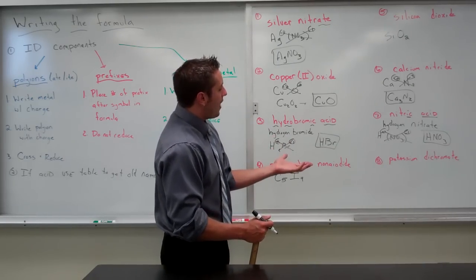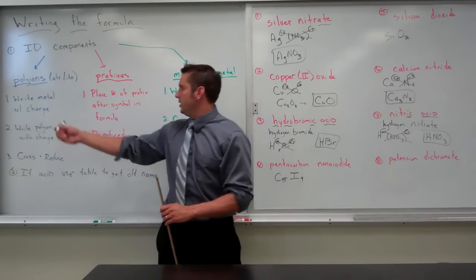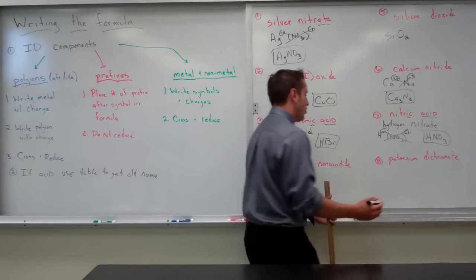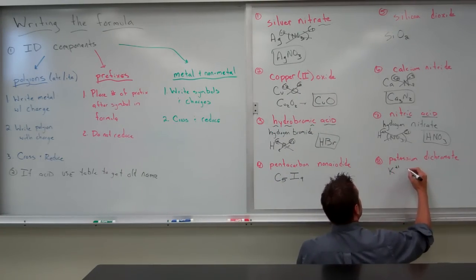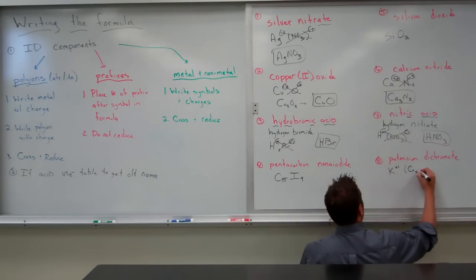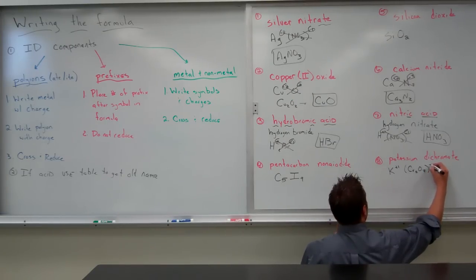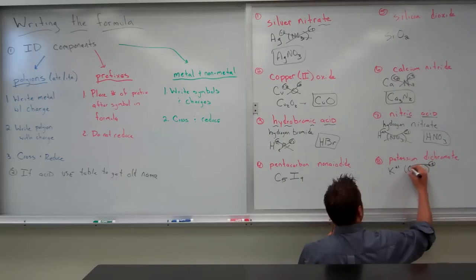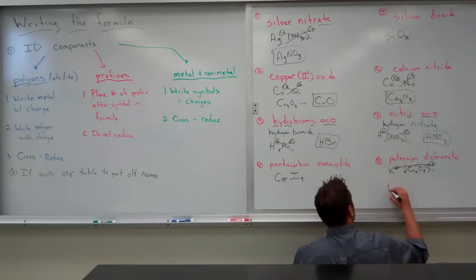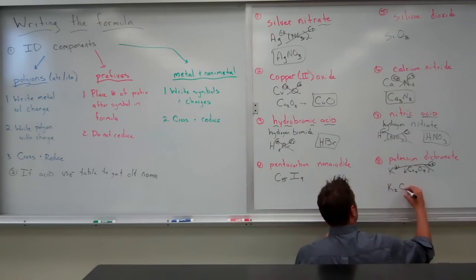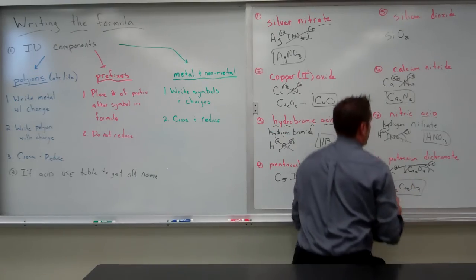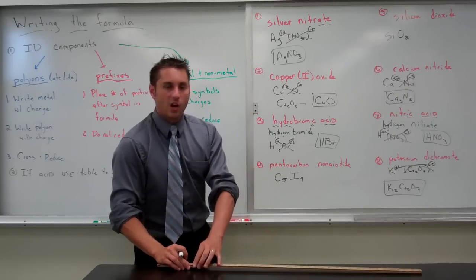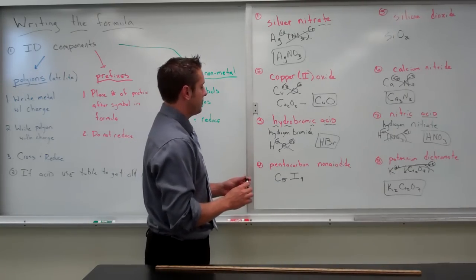All right, so that means this is a polyion version, so we have to do symbols and charges and cross. Potassium is K plus 1. Dichromate is Cr2O7 minus 2. If you cross and reduce, you get K2Cr2O7, because the 2 and the 1 outside the parentheses that got erased would not reduce.